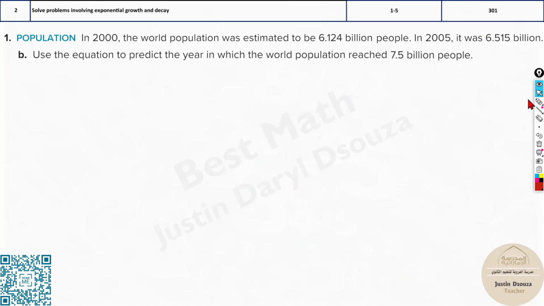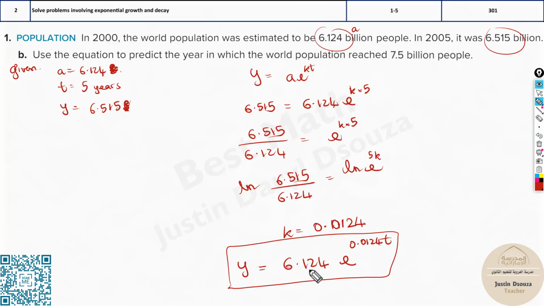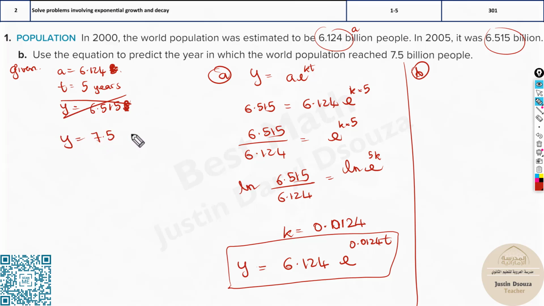Now let's go to the second part. Use the equation to predict the year in which the world population will reach 7.5 billion. In fact, I need this because that's the equation, right? I'll keep it over here and I'll do part B somewhere over here. This is all A, this is B. So the given will be the same for both, but this is done. This was only for the first part. Now Y is given as 7.5 billion people. So they want to know when it will reach 7.5 billion people.